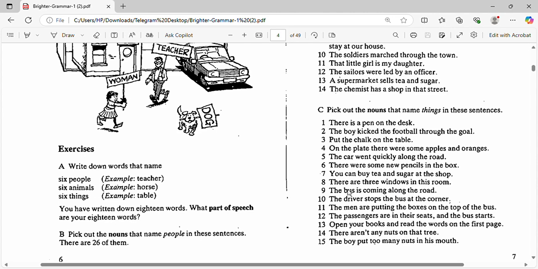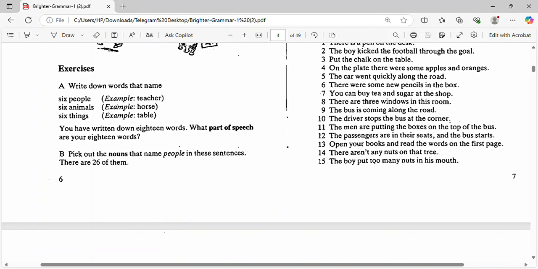Let's move on. The bus is coming along the road. Bus. The driver stops the bus at the corner. Bus. The men are putting the boxes on top of the bus. Boxes, bus. The passengers are in their seats and the bus starts. Seat, bus. Open your books and read the words on the first page.